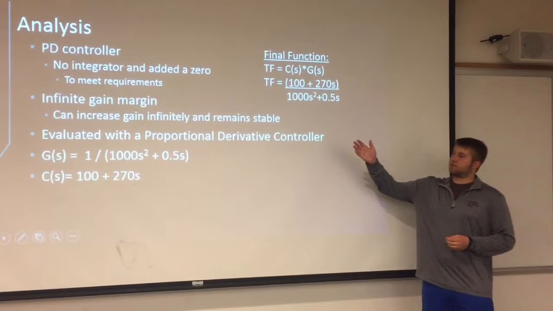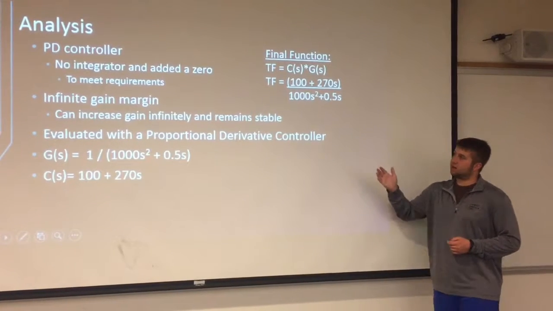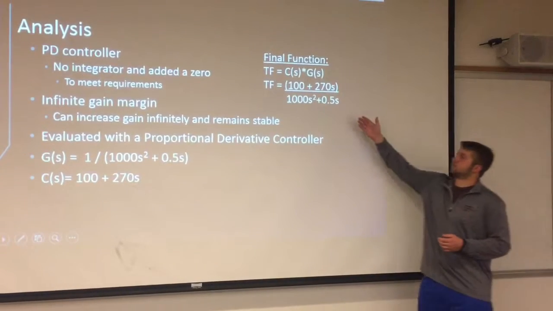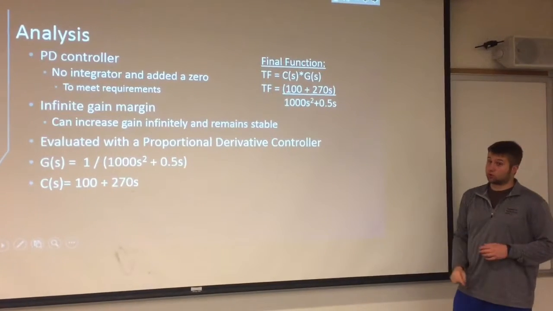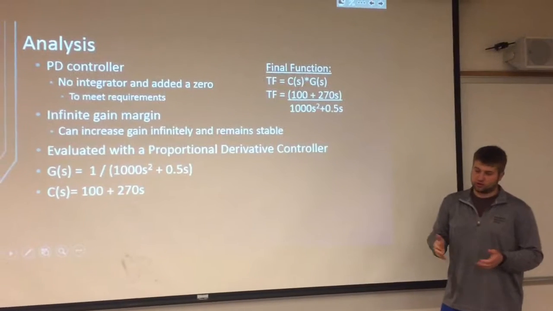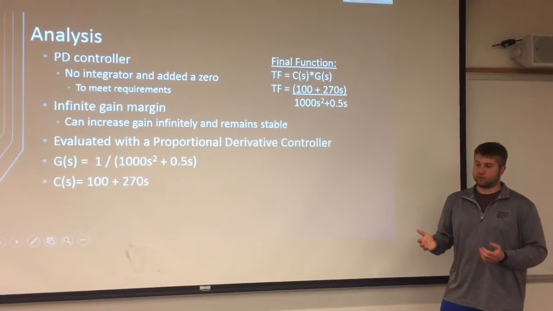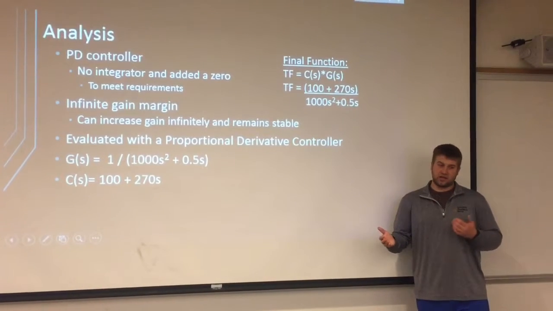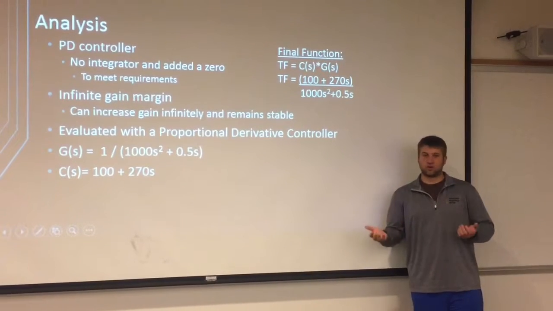And so for our final controller, we didn't have to add an integrator, but we had a 0, and this allowed us to meet our requirements. And as you can see, this is what our final transfer function with the PD controller put in looks like. And we have an infinite gain margin, so theoretically we're able to crank up the gain on our system to an infinite level, which for our system with the self-driving car would correspond to motor power. And so this is the value we need to check and ensure that it falls within realistic standards.